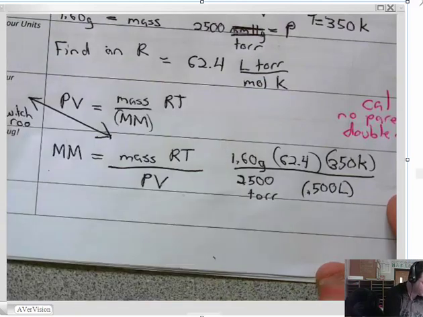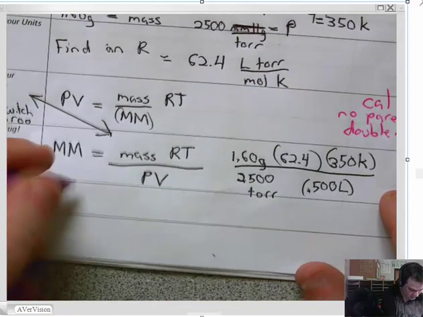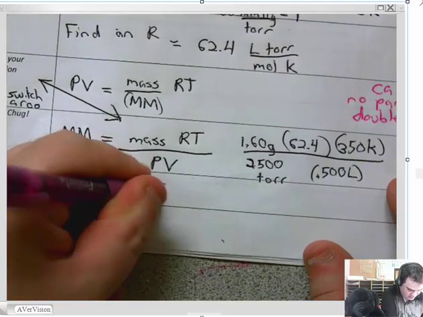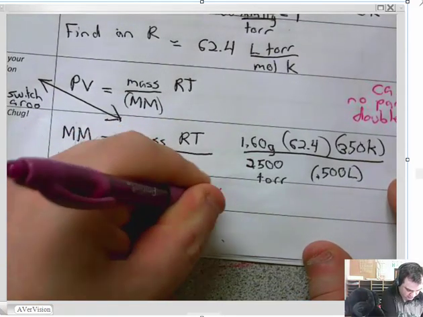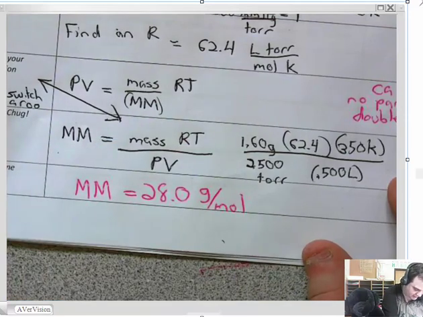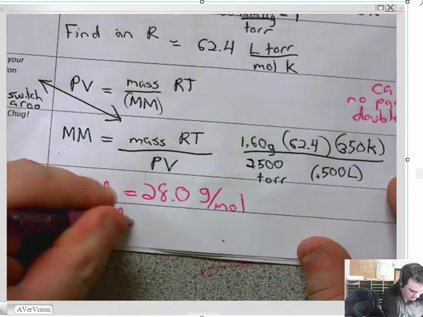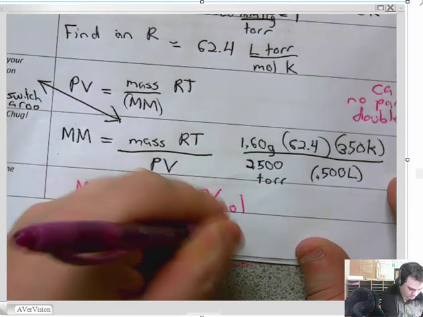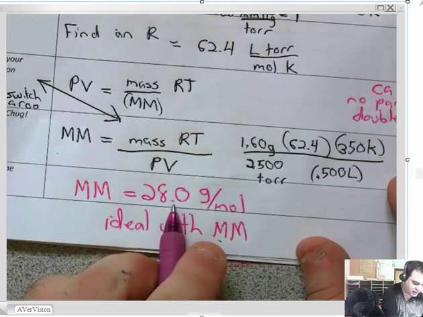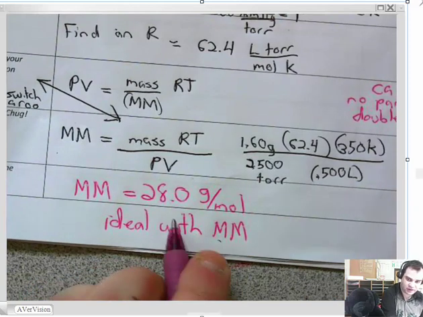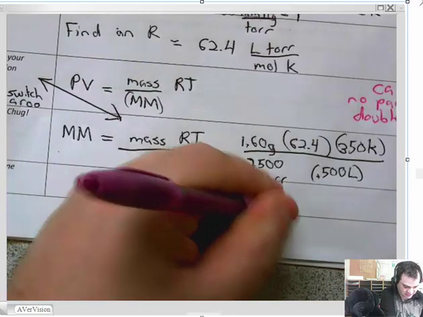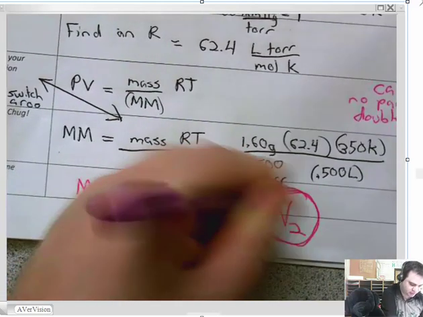Ooh, I got 27.95, which rounds to molar mass of 28.0 grams per mole. G moles, down with the gangsters. This is the ideal with molar mass. Remember, this is a diatomic here. So 28 is 14.01 times 2, so I know that this gas is nitrogen.